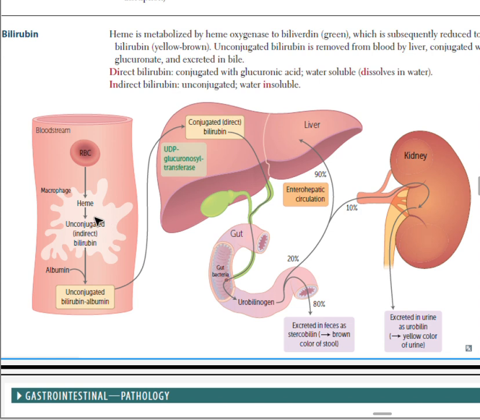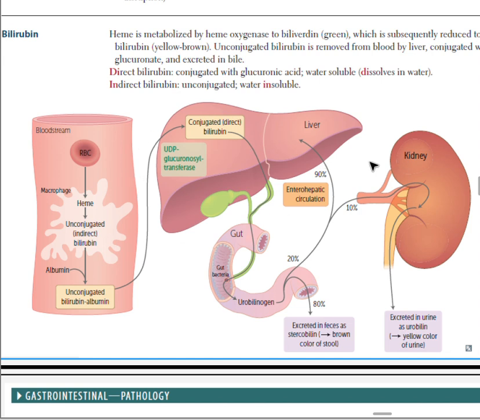Now, what happens is this unconjugated indirect bilirubin travels in the blood, and since it's not water soluble, it travels bound to albumin. So the bilirubin travels in the blood bound to albumin. Now this is transported to the liver. How is it transported to the liver? This unconjugated bilirubin plus albumin travels in the blood to the liver.